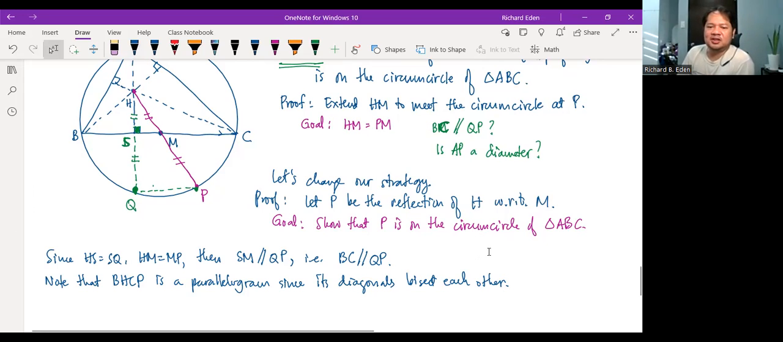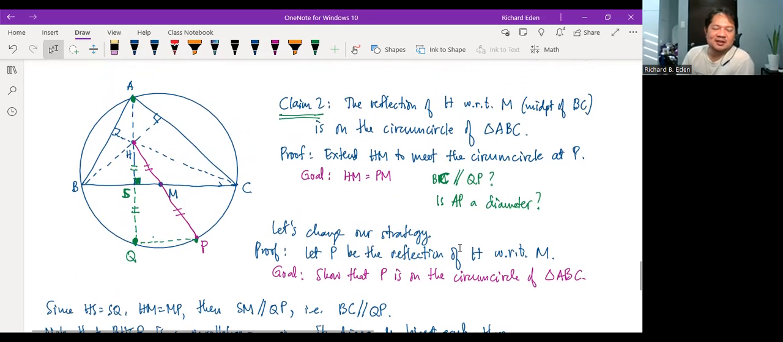So BHCP. I'm just winging it. I'm not sure. Ito. So okay, go. So try natin yan. What would it take to show that P is on the circle?